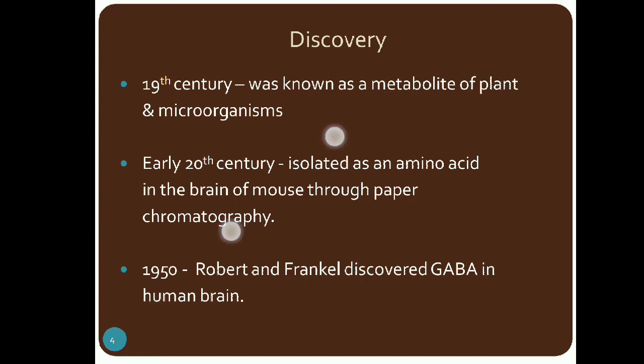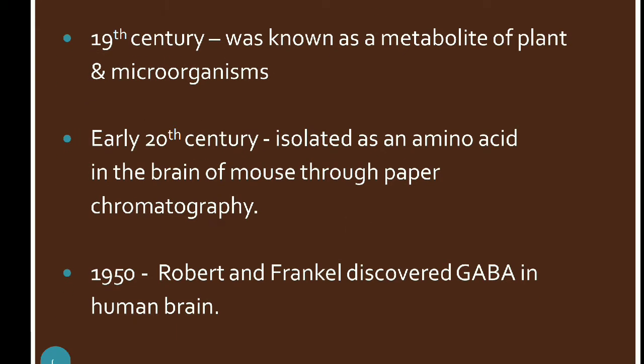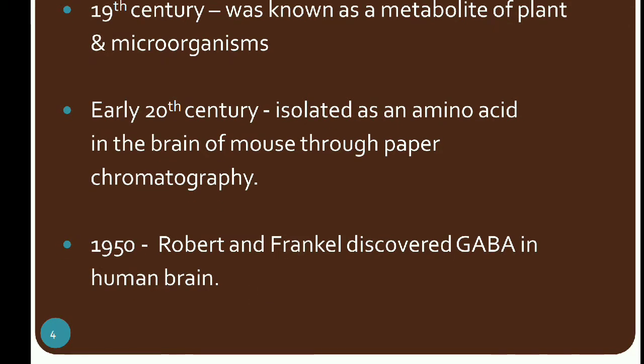Okay, and when we talk about the history of its discovery, in the 19th century it was known as a metabolite of plants and microorganisms. In the early 20th century, it was isolated as an amino acid in the brain of mouse through chromatography. In 1950, Roberts and Franklin discovered GABA in the human brain.